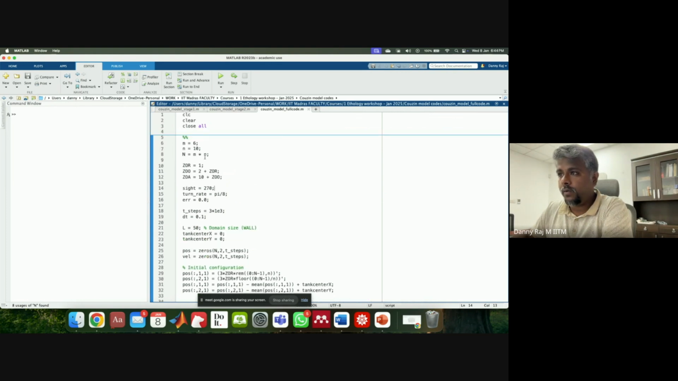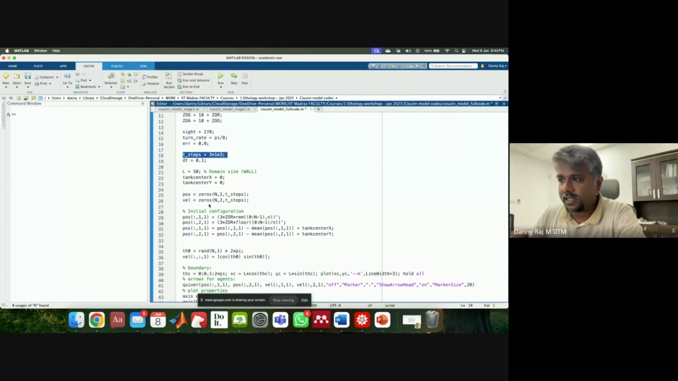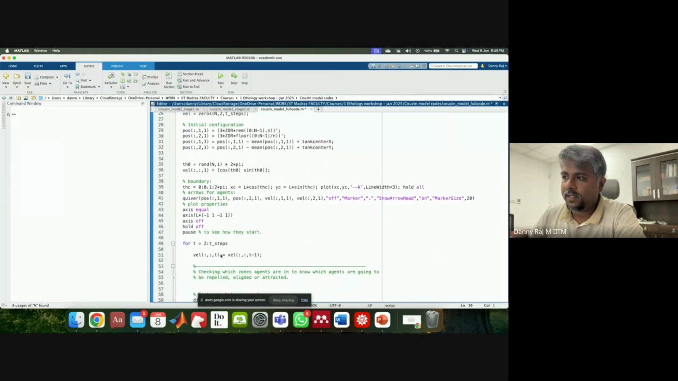Now here, I bring in all the things that are required. Zone of repulsion was already there in the previous one. I bring in zone of orientation, and then zone of attraction as well. These are non-overlapping. That's why you have this plus. Then I bring in a sight. It can't see the entire 360, something lesser, so 270. Then turn rate, and then you can even add some error. I've just put it to 0 for the moment. These are all the same things as previously, and this will plot the first step.